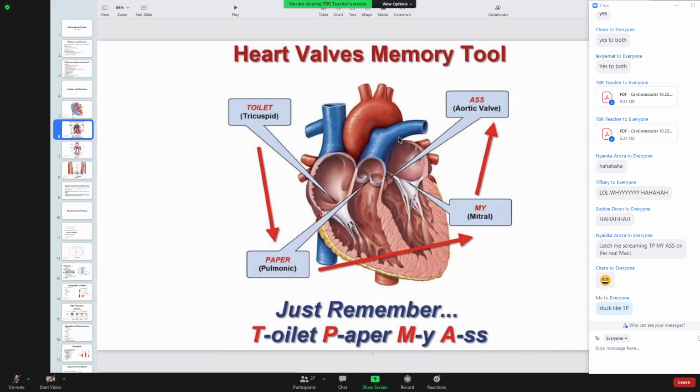So the valves, toilet paper, my ass. You'll never forget that one now, I promise.